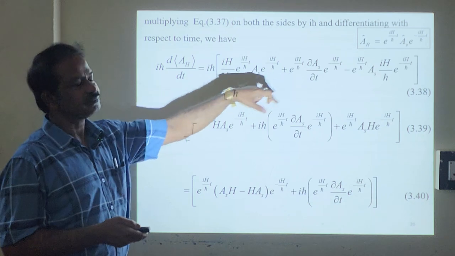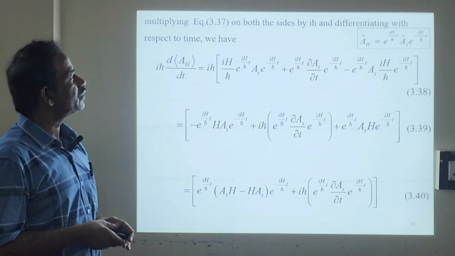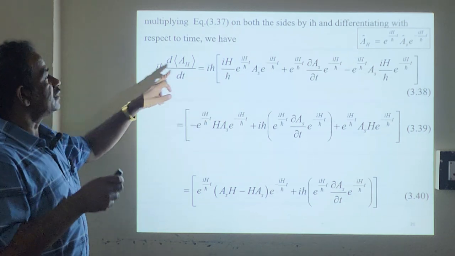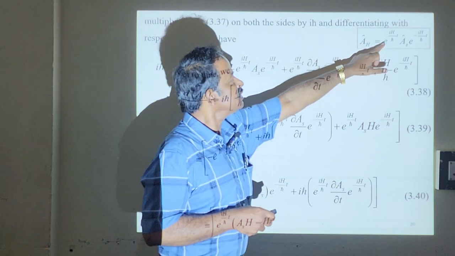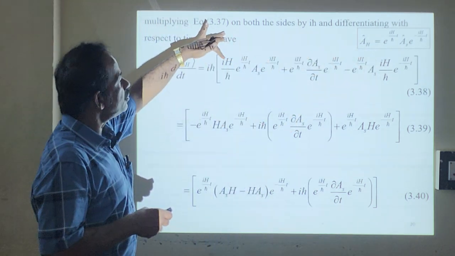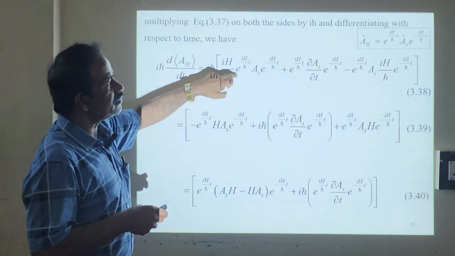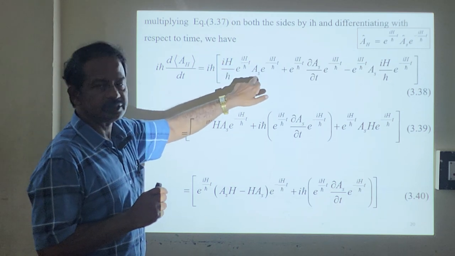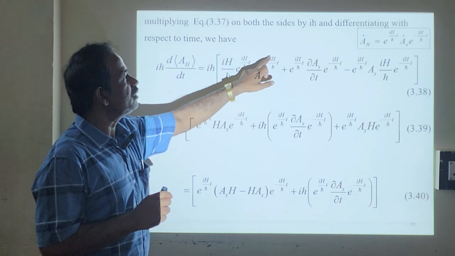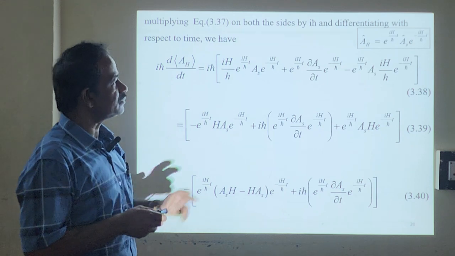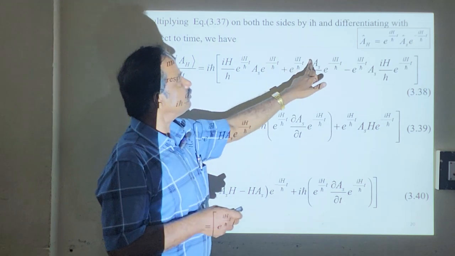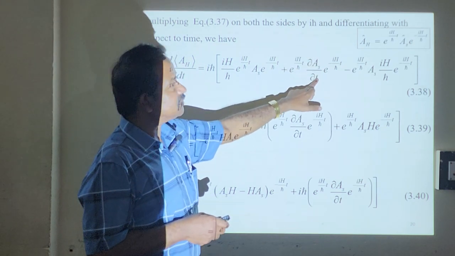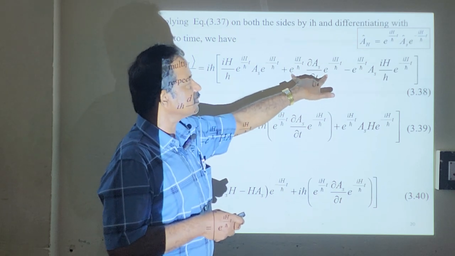So, we'll have like this. Multiply throughout by iħ. So iħ, you are going to differentiate this. That will give you (iE/ħ) e^(iEt/ħ). Correct? One factor is over. We have kept these two as constant, so e^(-iEt/ħ). Then the second one, you'll have to differentiate the central part, keeping these two constant.